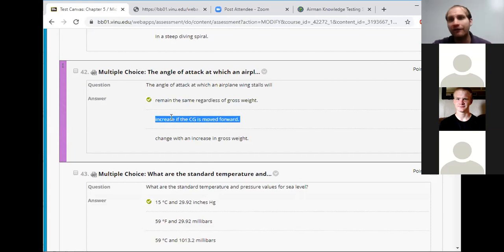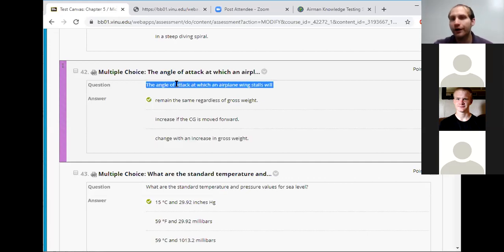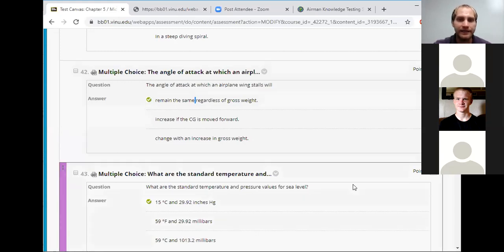If the center of gravity moves forward, the angle of attack that you cruise at might change, but you still stall at the same critical angle of attack. Same thing with answer choice C. If you change the gross weight, you might change the angle of attack you cruise at, but you still always stall at the same critical angle of attack. So answer choice A: regardless of weight, regardless of center of gravity location, the airplane always stalls at the same critical angle of attack.